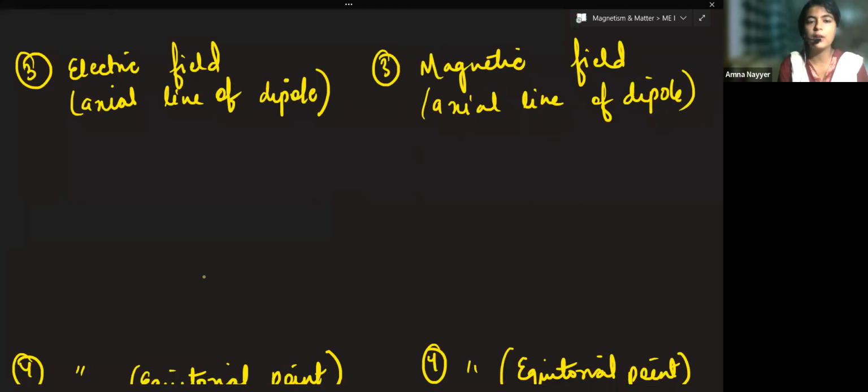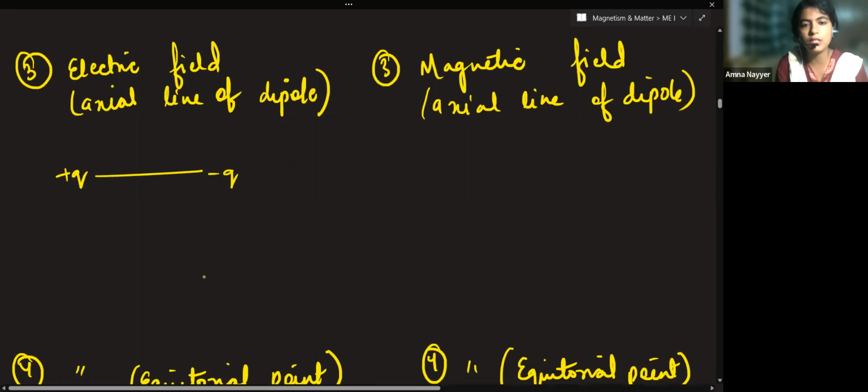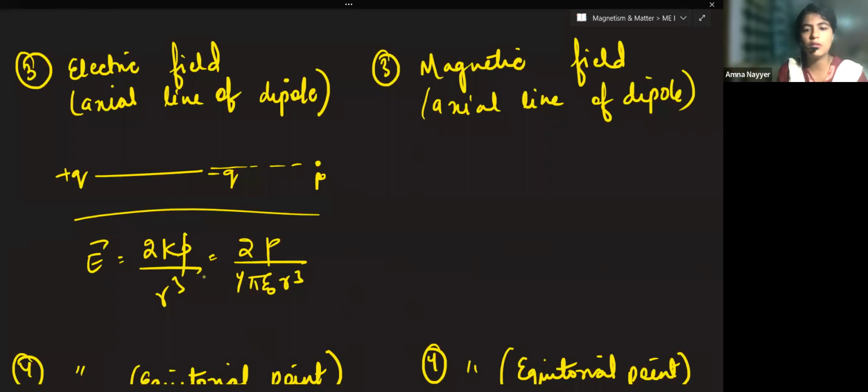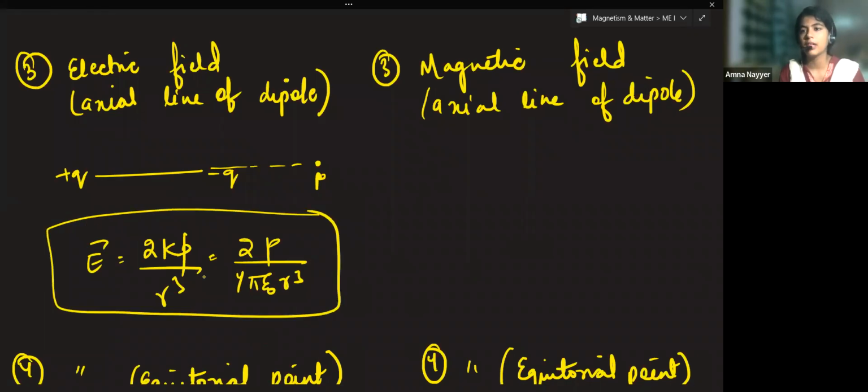Then electric field. You have the electric field for a dipole plus Q minus Q, for a point P which is lying on the axis of it. So the formula of electric field is what? I'm writing K. What is K here? The constant in case of electric field, that is 1 over 4 pi epsilon naught. So here this is 2kp divided by r cube, or even you can write 2p by 4 pi epsilon naught r cube. This is the formula of electric field for the axial line.